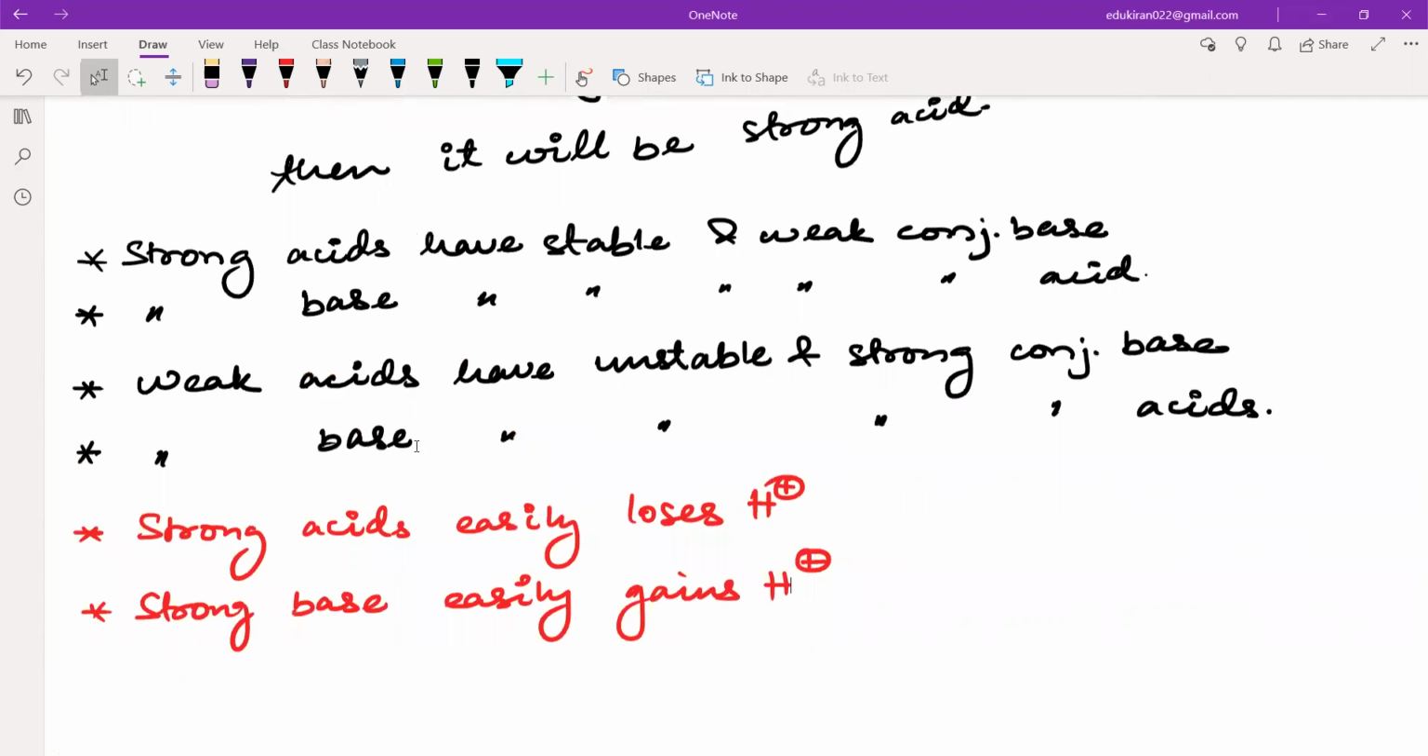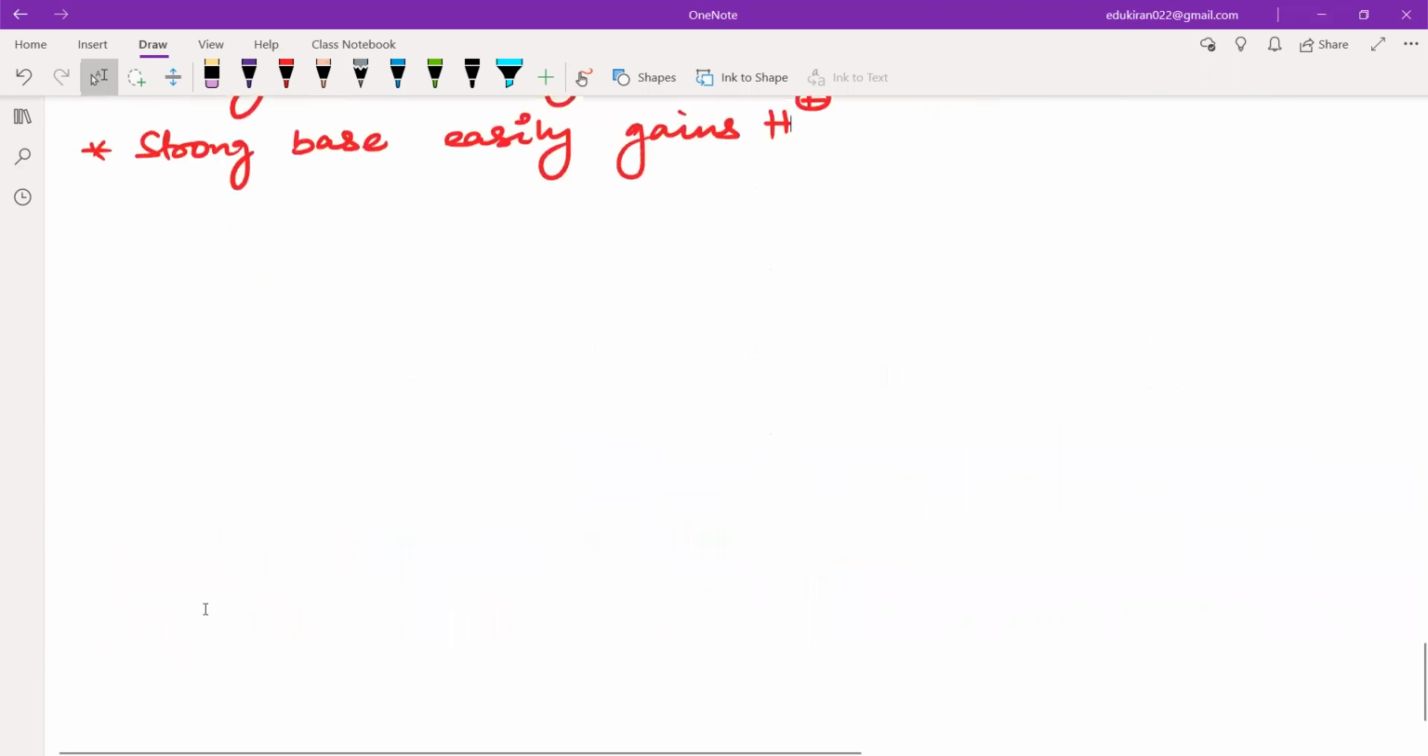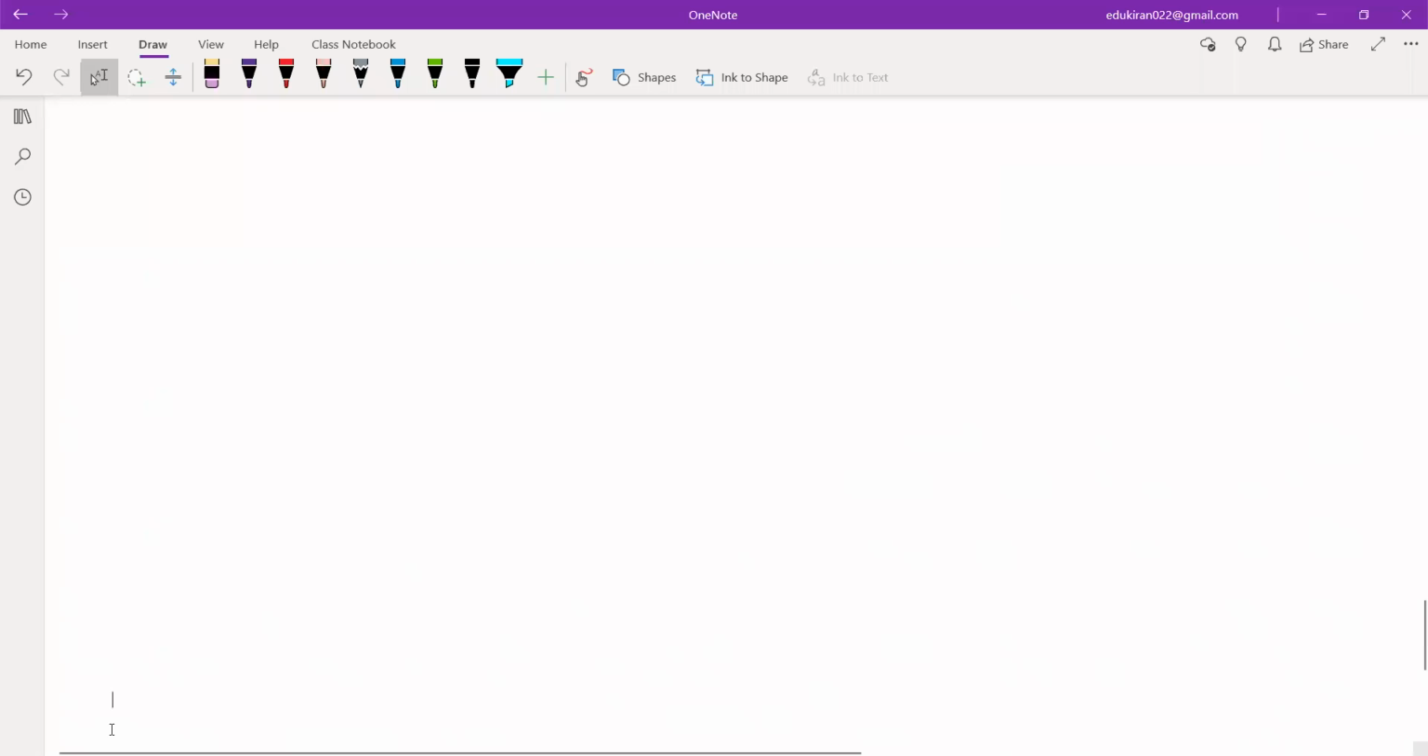So this is all about the Bronsted-Lowry acid-base concept. Now, there are a few more points that we have to write. Before that, let me give you the Lewis concept of acid and base. Then we can write about remarks later on.